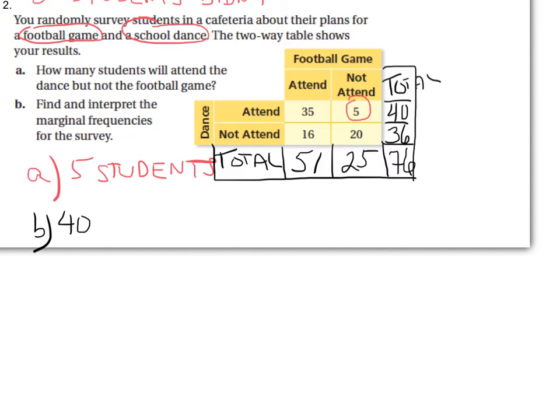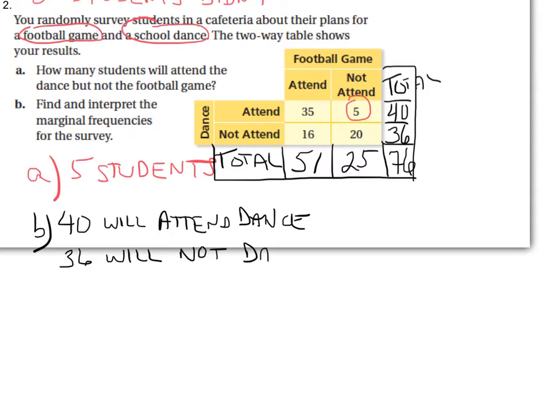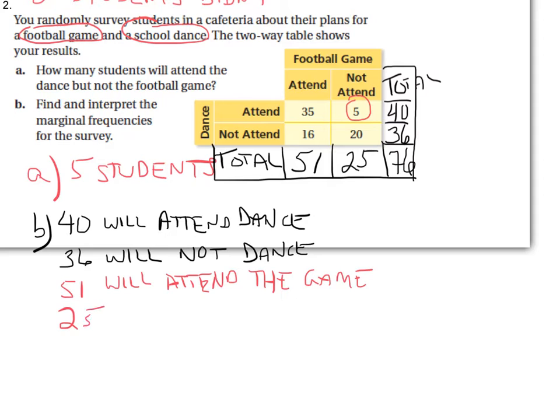So 40 will attend the dance. 36 will not dance. Then we look at our football. 51 will attend the game. And 25, no game.